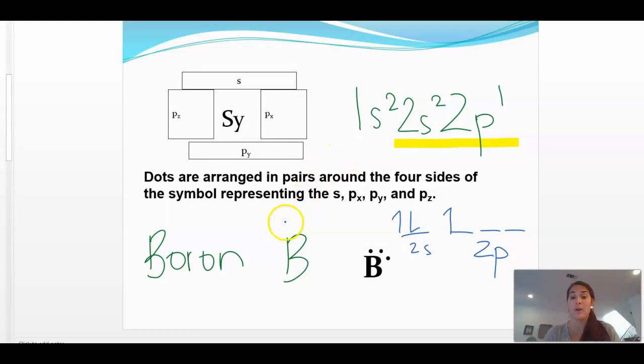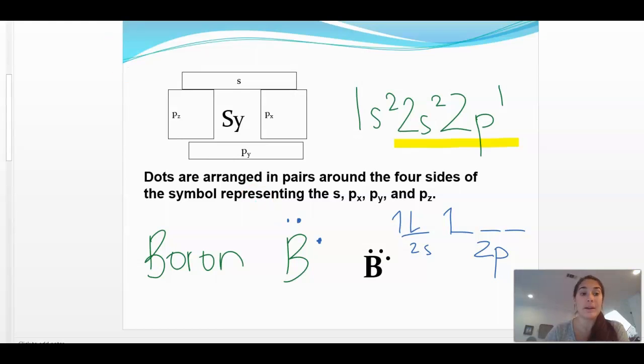So boron, right, we think about the top representing s. It was 2s2. And then it was 2p1. So we would just do 1 right here.